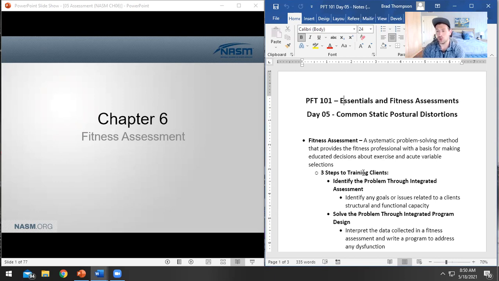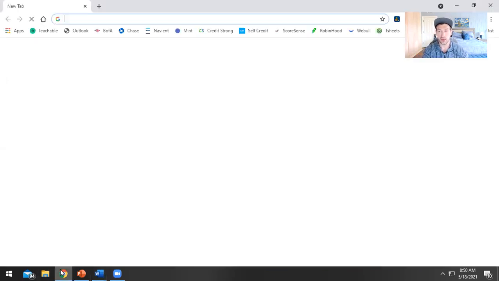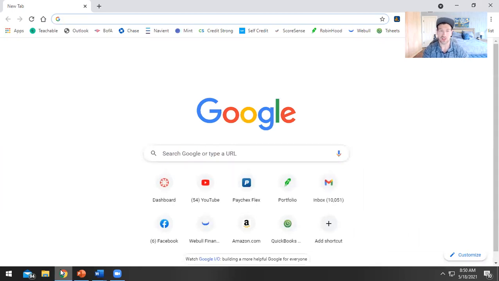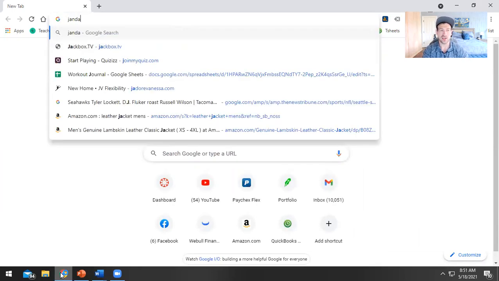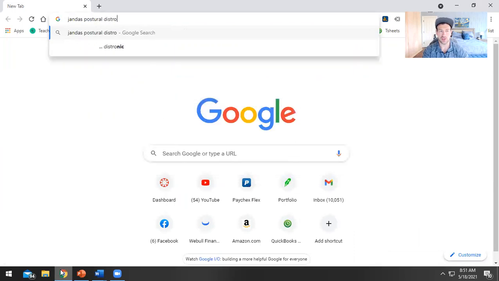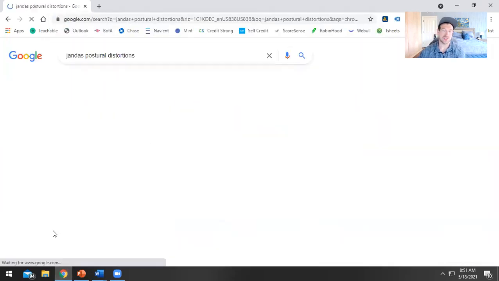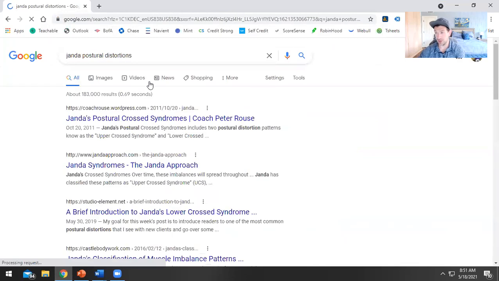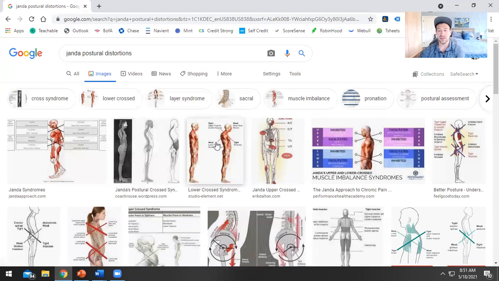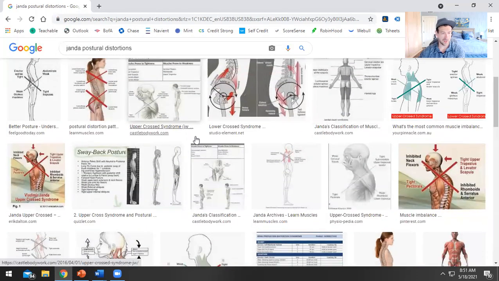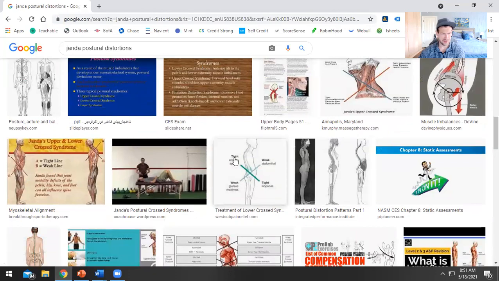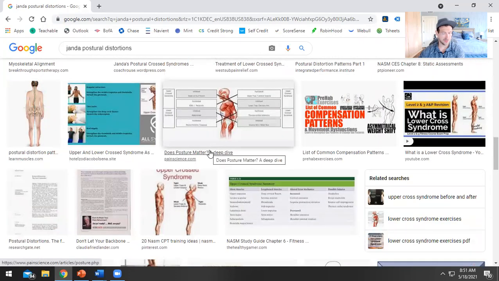where we're basically looking for these three very, very common postural distortions, which are commonly referred to by the person who really started studying them in depth. They're called Janda's postural distortions. And so Janda was a big studier of posture, and basically they were looking to see what the three most common distortions are that you're going to see in people. I'm kind of surprised I'm not getting a singular picture with all three of them here.